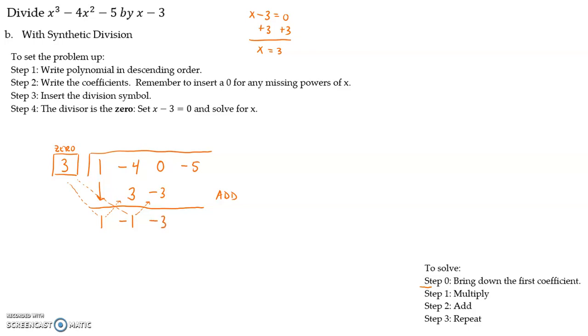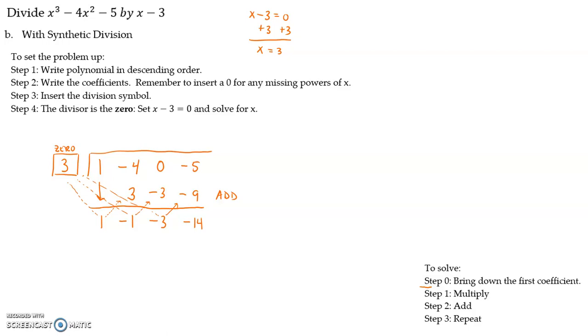I need to repeat the process one more time. My multiplication step here, I've got 3, right, times negative 3. It's going to give me a negative 9. And I can add straight up and down. I'm going to get negative 14.